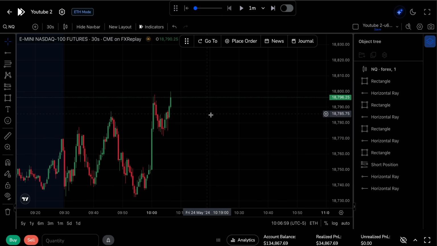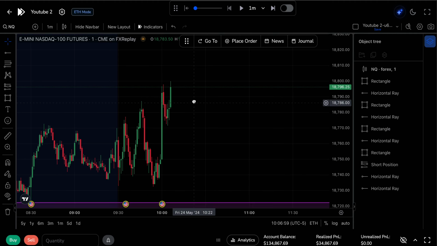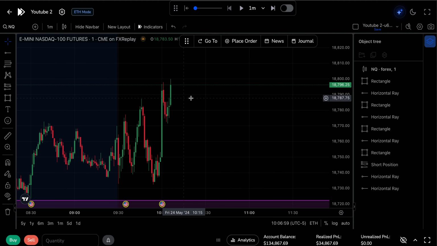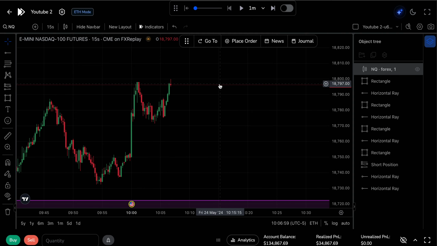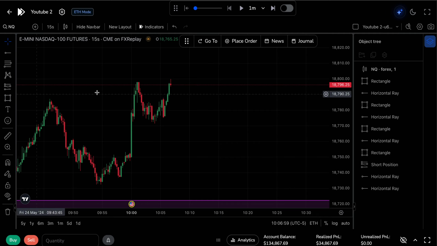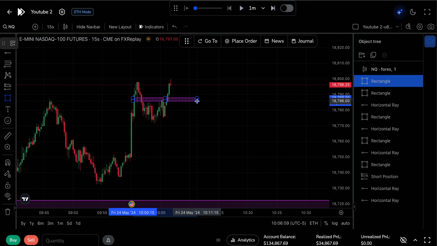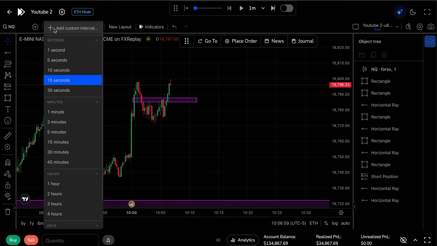Okay, this looks good for longs now. I'm going to go long here. Tap into this 1 minute gap. Get a really nice move back up. 15-second inversion. This looks pretty good to me.